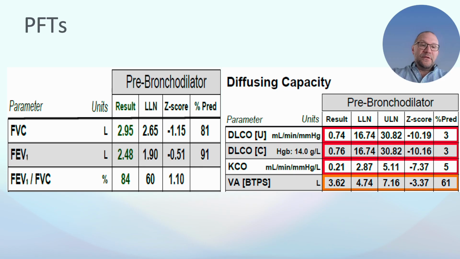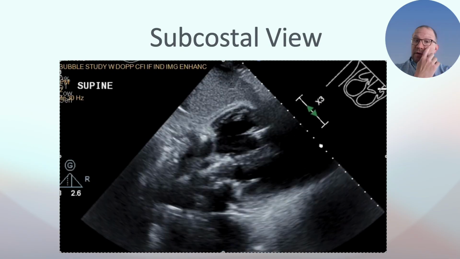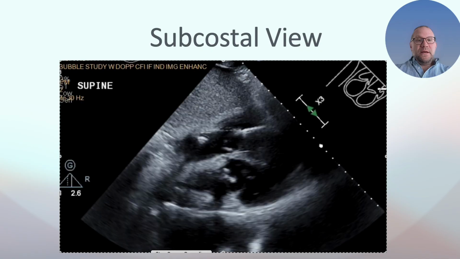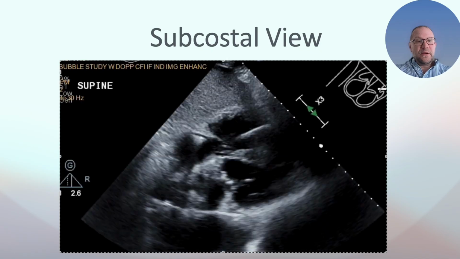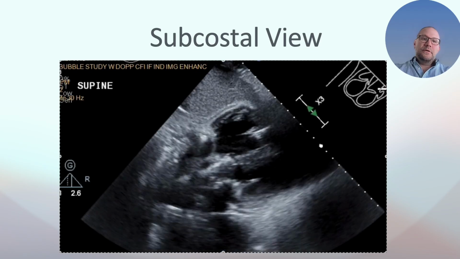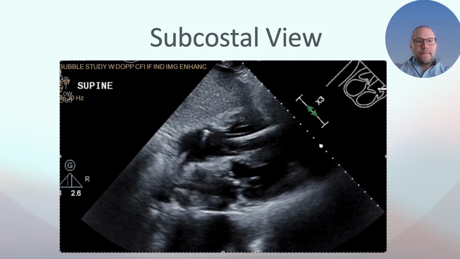I think it's important not to just know the echo report, but also look at the images themselves. So in this view, we have our subcostal window, and you can see his pacer going through the tricuspid valve there. You do see some movement of the tricuspid valve. Right.